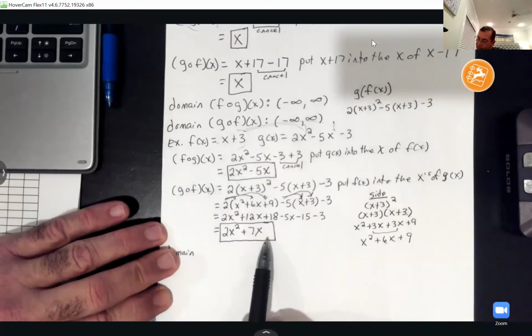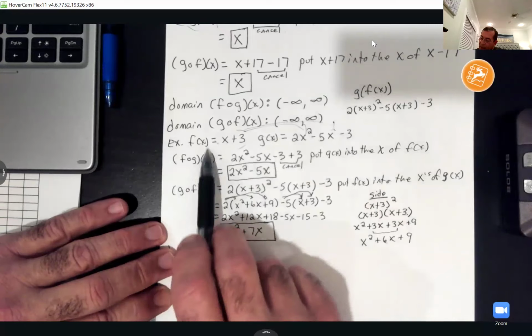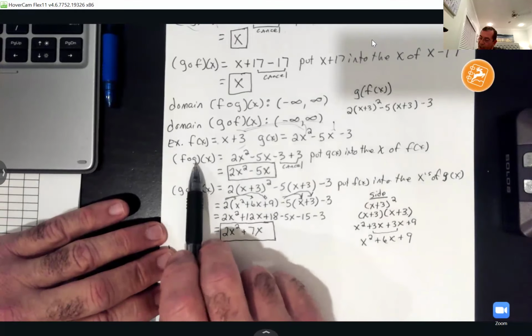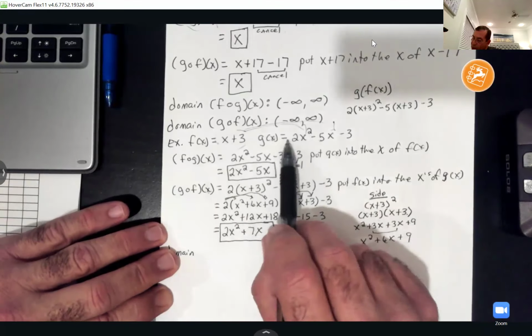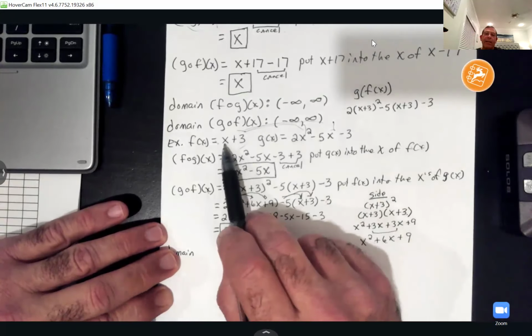And then in the other one, F composed G is where I put the whole G into the X on the F.